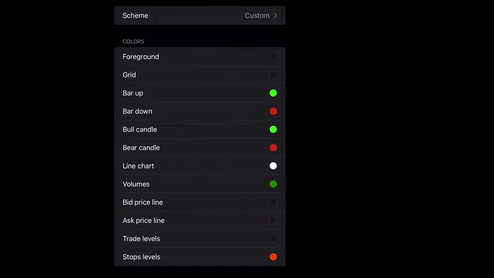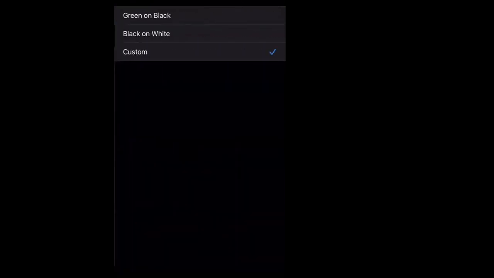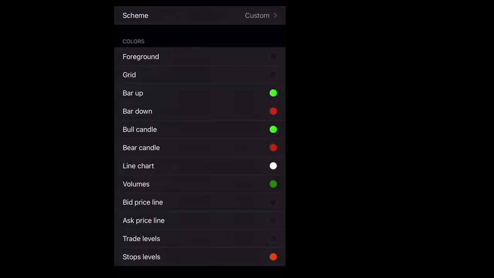But screenshot this. This is my color scheme, right? You click on custom and you just edit the colors that you like. This is my chart setup. You can screenshot it if you like, right?